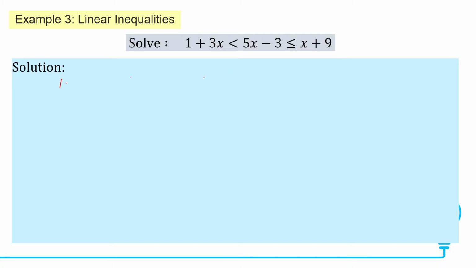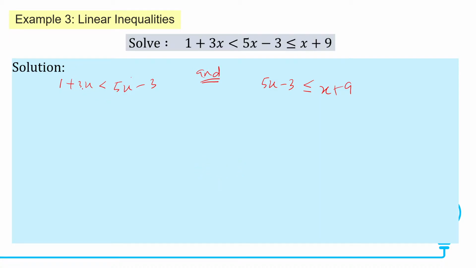The first one is 1 plus 3x less than 5x minus 3, and the second part is 5x minus 3 less than or equal to x plus 9. Okay, there is an indicator "and". Why? Because they are from the same group at the beginning. When we separated them, later on by the end of the day, we need to combine them back.